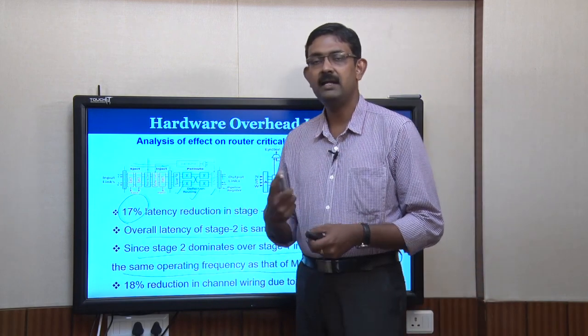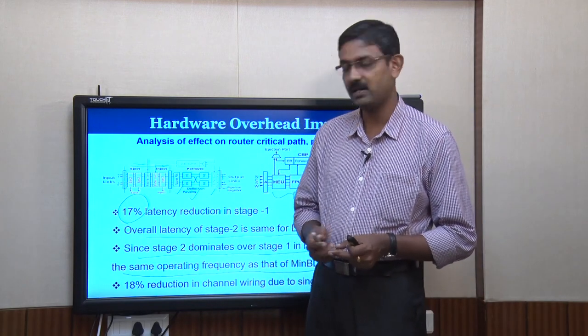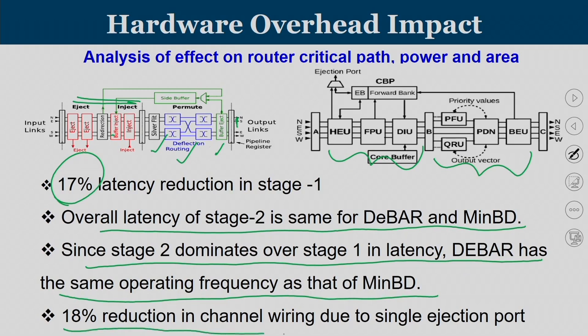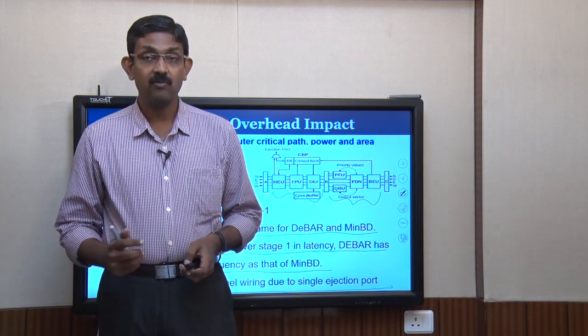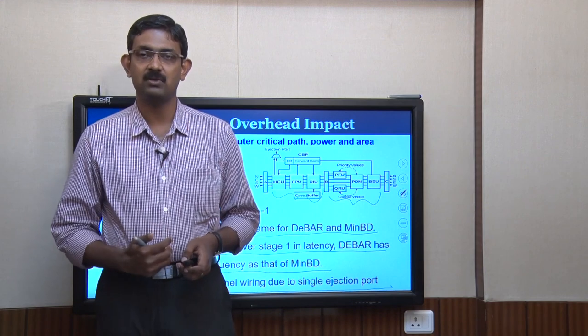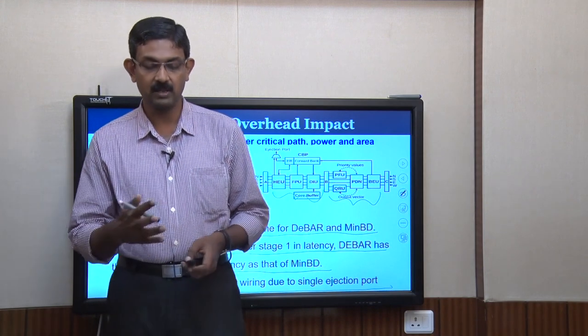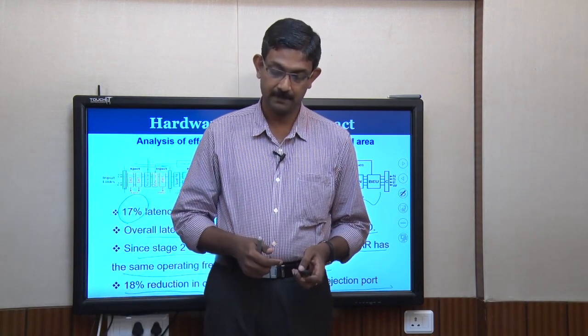Since the dual ejection bandwidth is reduced, we could achieve an 18% reduction in channel wiring due to the single ejection port. So, these are the gains that we get with respect to the DBAR routers in comparison with MinBD.